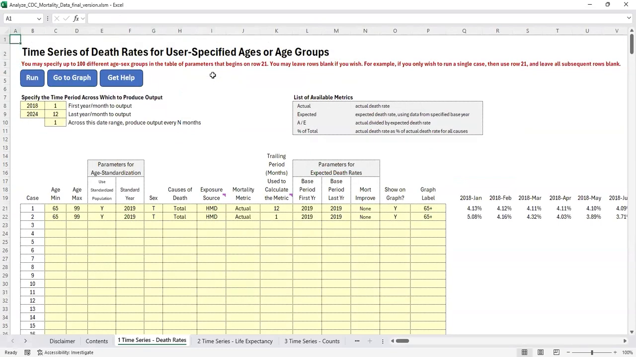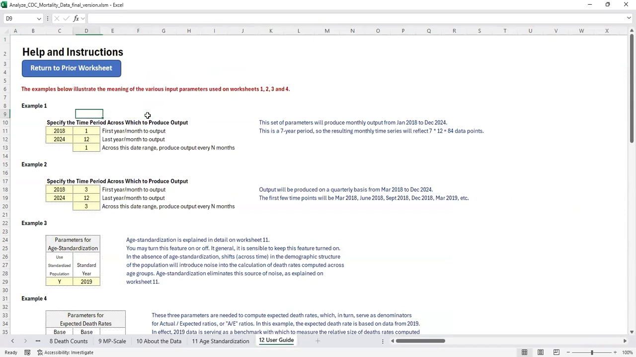This worksheet produces time series of death rates for user-specified ages or age groups. You'll see there's a help button, and all of the output worksheets contain help buttons. Let's go ahead and click the help button, and it takes us to a user guide with a series of illustrative examples that are helpful for understanding what the various parameters in the workbook mean, and how they control the outputs that are produced.